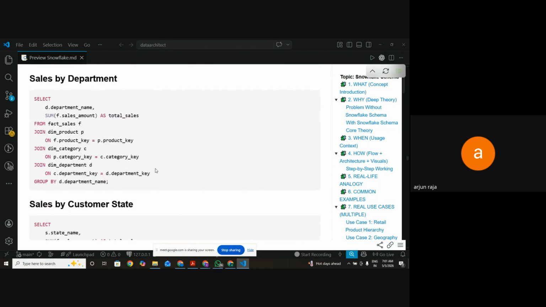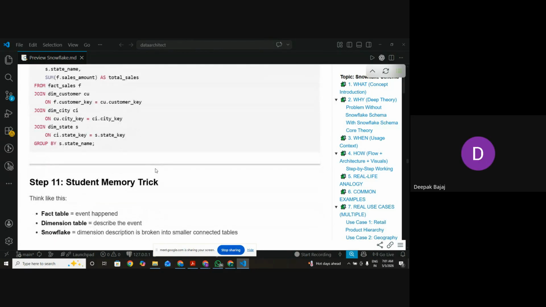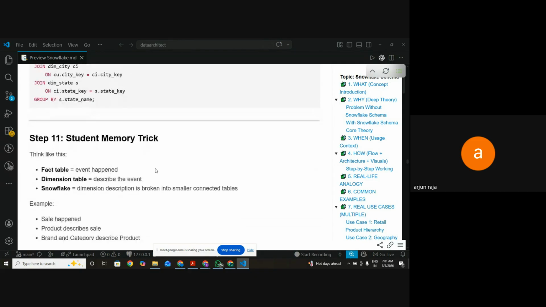Yeah. See, you can group by department. Then we can join the dimension table and get the desired output.